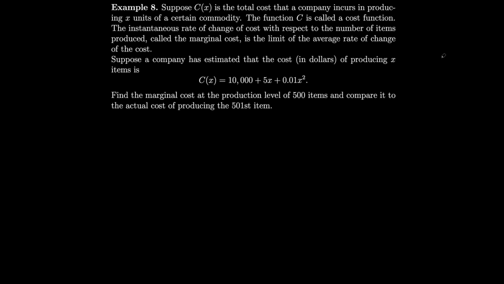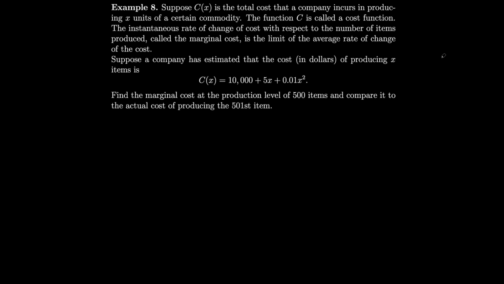Suppose C of x is the total cost that a company incurs in producing x units of a certain commodity. The function C is called a cost function. The instantaneous rate of change of cost with respect to the number of items produced, called the marginal cost, is the limit of the average rate of change of the cost. Suppose a company has estimated that the cost in dollars of producing x items is 10,000 plus 5x plus 0.01x squared. Let's find the marginal cost at the production level of 500 items, and let's compare it to the actual cost of producing the 501st item.